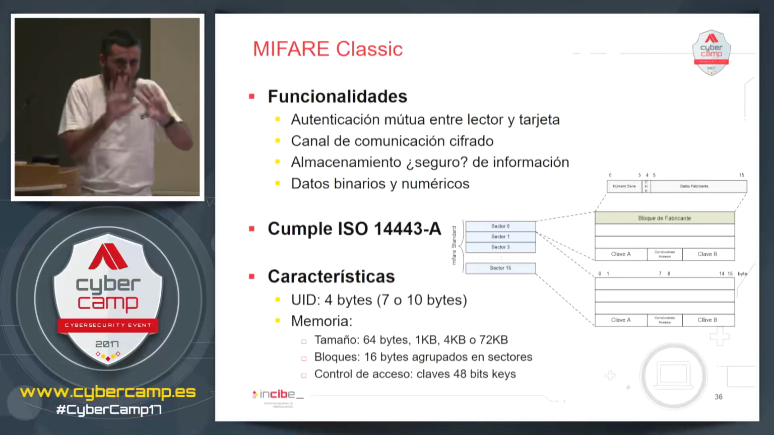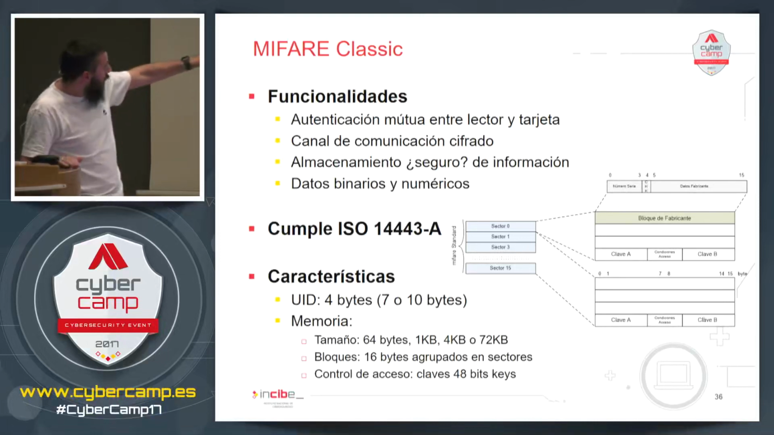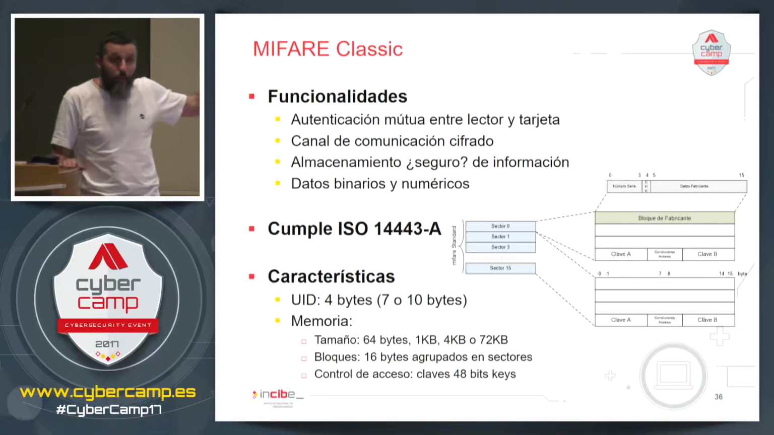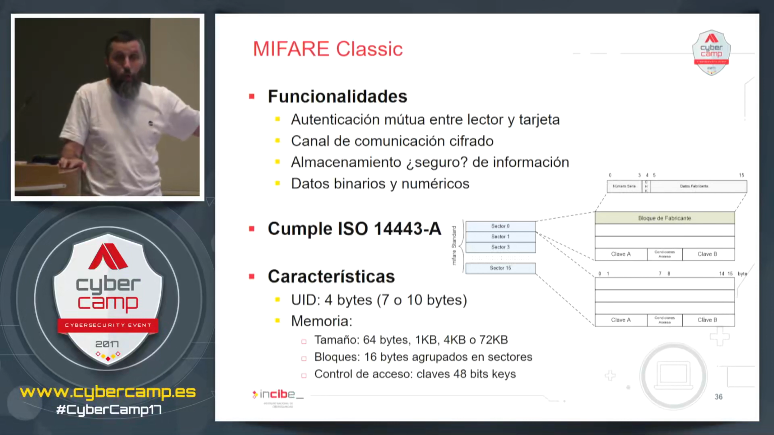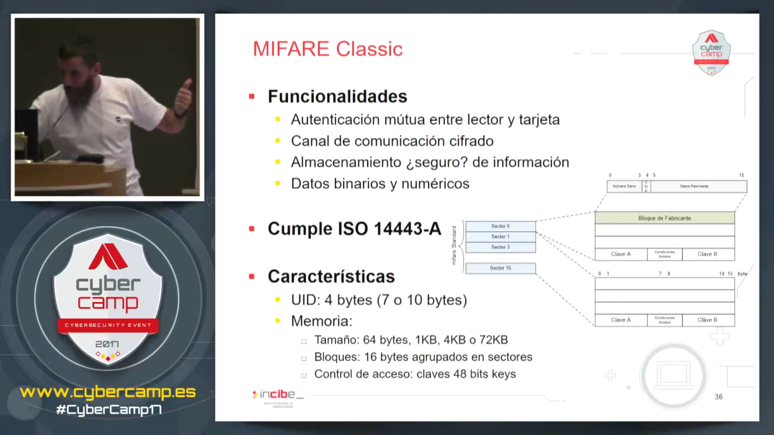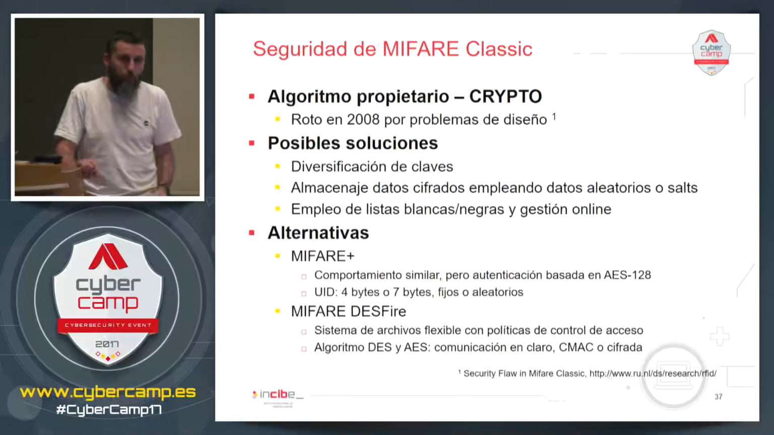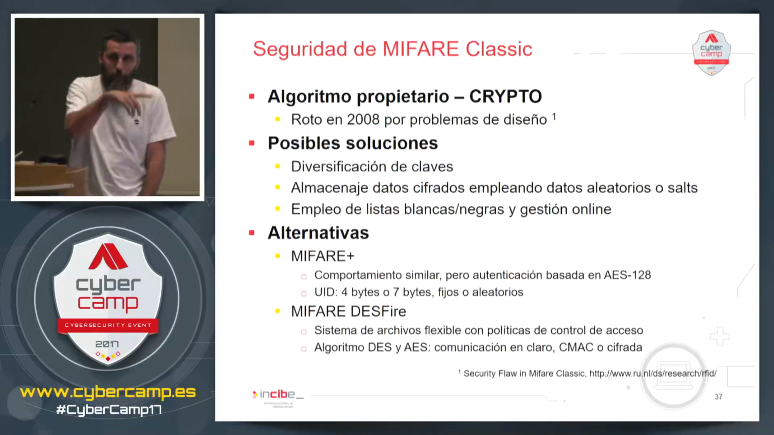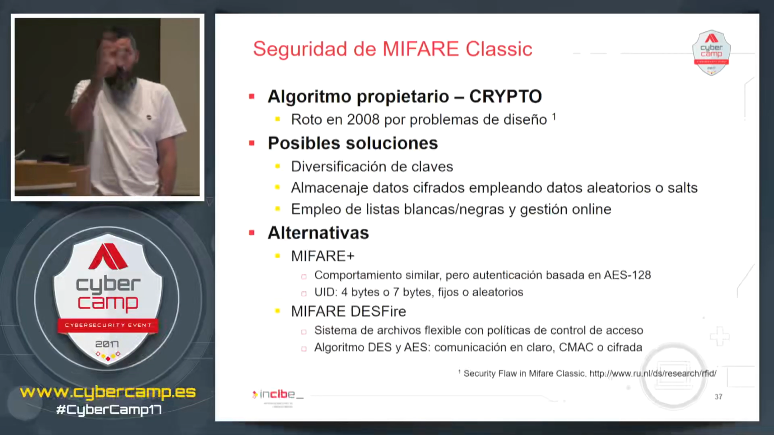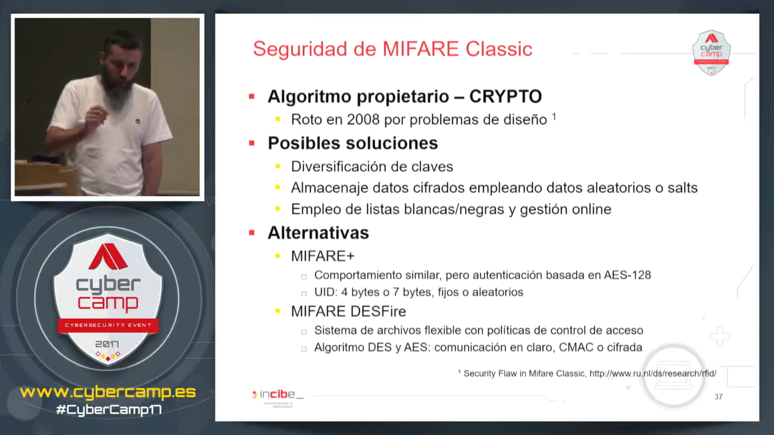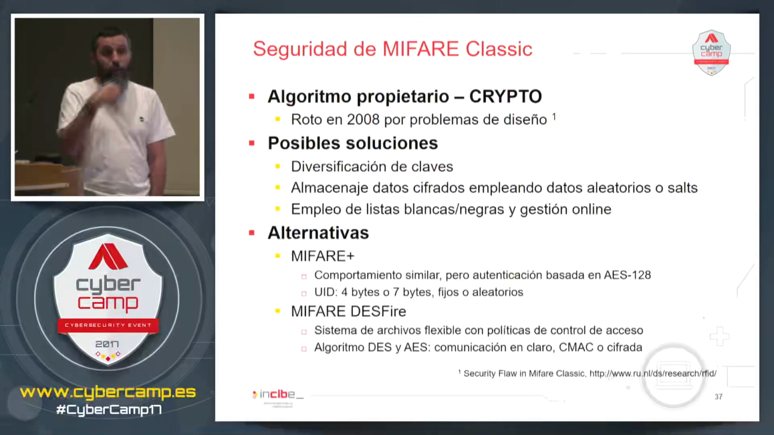Or it would say error. That's where mutual authentication comes from. And that's where the crypto algorithm problems come from, because it's a proprietary algorithm of NXP, and a Dutch university started to analyze mathematically how the crypto algorithm works. And they found that from a certain number of operations onwards that were faulty, they were able to find out the system keys.